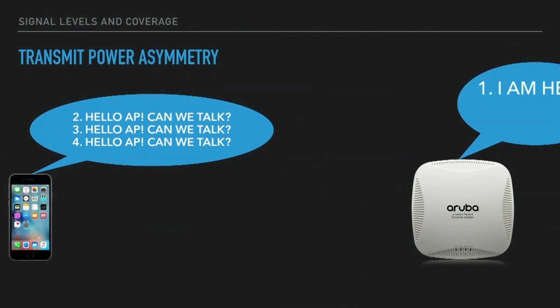That's because the Aruba, in this particular case, is effectively shouting at my phone, and my phone can still hear it, but when my phone talks back, it says, hey, can we talk? Hey, can we talk? And the AP can't hear that. And that's one of the reasons why you'll take a phone or an iPad and walk out into the parking lot and the little visual at the top of the screen says, yeah, I've got Wi-Fi signal, but you get nowhere. Really common problem.